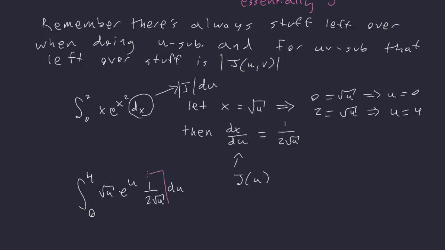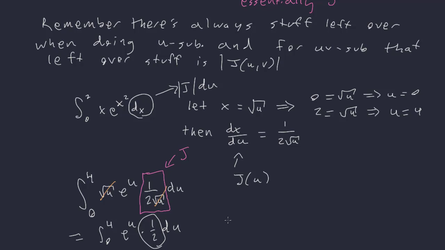And then here is the leftover stuff. This is the Jacobian. In this case, the square root u terms cancel, and we get the integral from 0 to 4 of e to the u times 1/2 du. So this is just to show that this Jacobian idea is something we've been doing this whole time. It's just a lot simpler when we're dealing with just u substitution versus uv substitution.